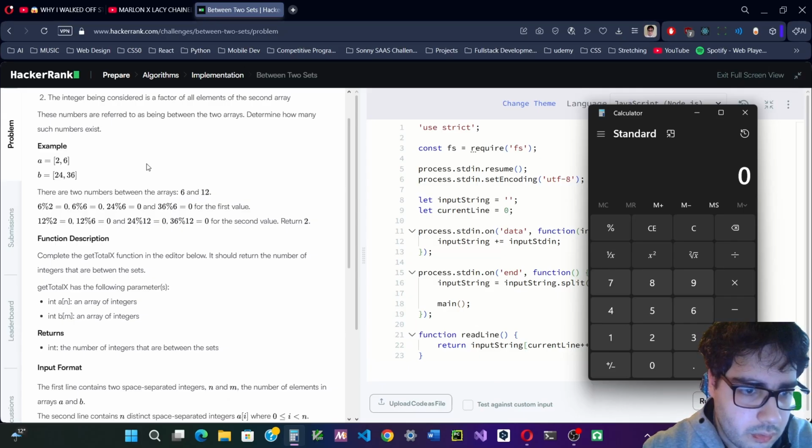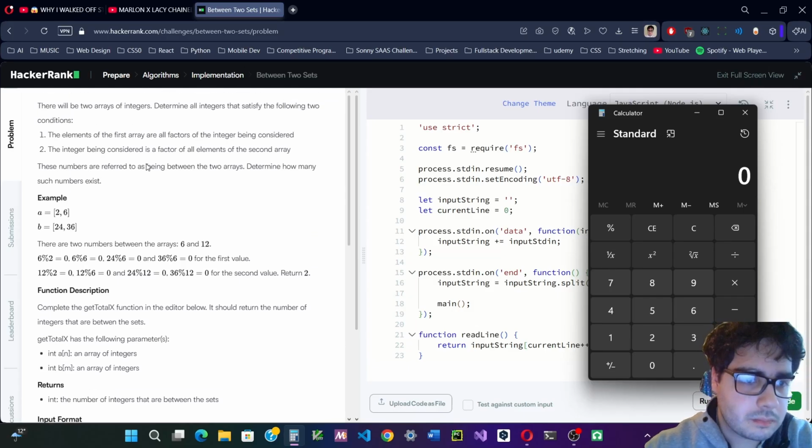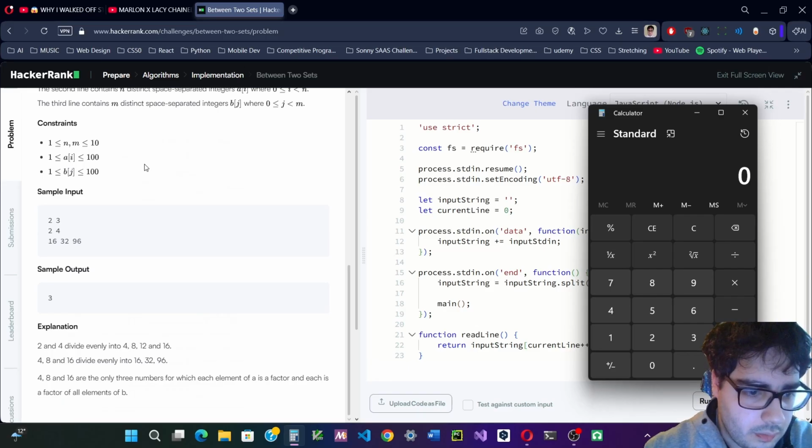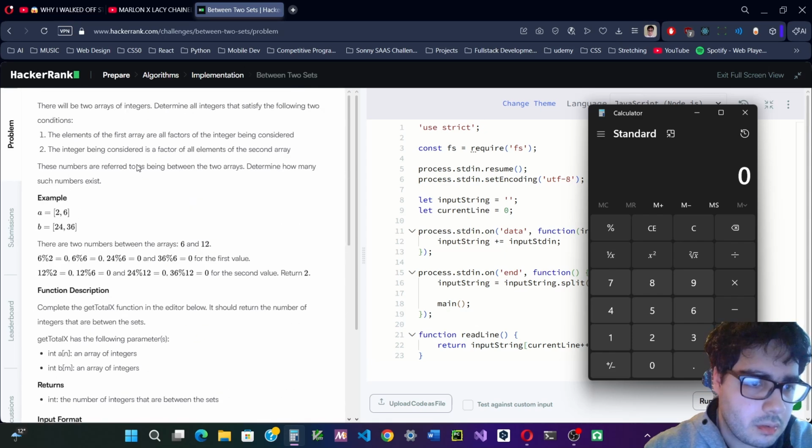So 2 and 6. Basically 24 divided by 6, and 36 divided by 6. All integers satisfy the conditions for 8 and 16. So basically this needs to be divided. And then 16, 32, and 96.